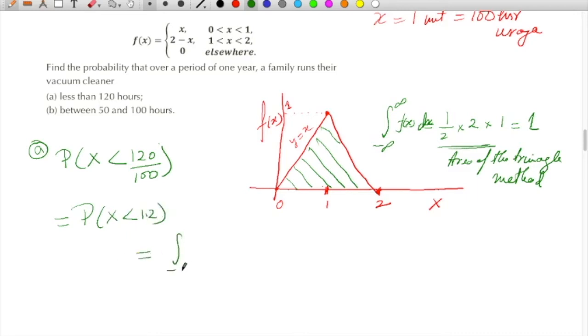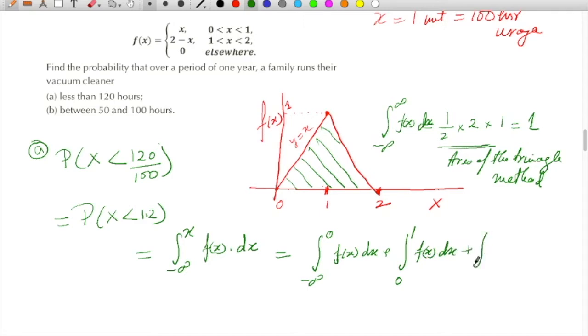So what is this? Minus infinity to x fx dx. That will be equal to minus infinity to 0 fx dx plus 0 to 1 fx dx plus 1 to 1.2 fx dx. That gives, this is nothing but 0 over here. From 0 to 1 the function is x. So we will have integration 0 to 1 x dx plus 1 to 1.2, this is 2 minus x dx.